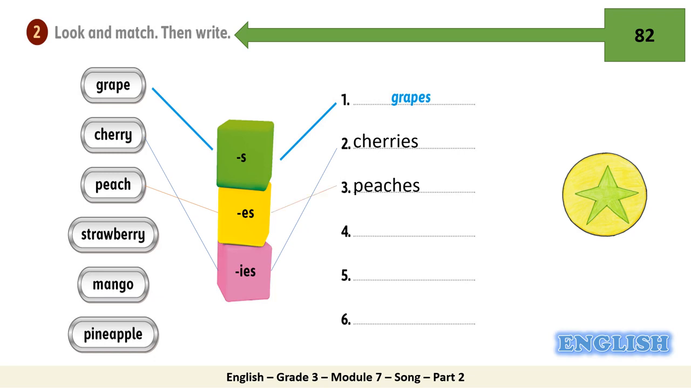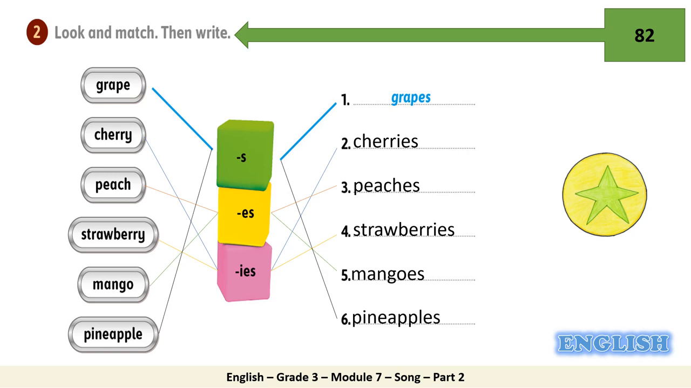What about strawberry? Amazing. It needs IES. But we have to remove the Y. So let's write it down. What about mango? Brilliant. It needs ES because it ends with an O. Let's write it down. What about the last one? Pineapples. It needs an S. Let's write it down. Excellent. Here is your star.